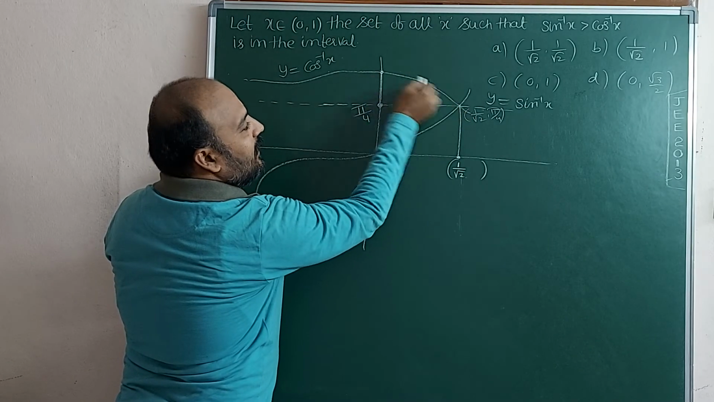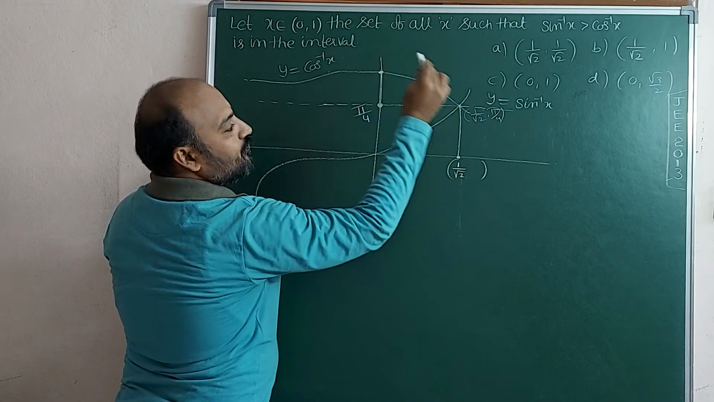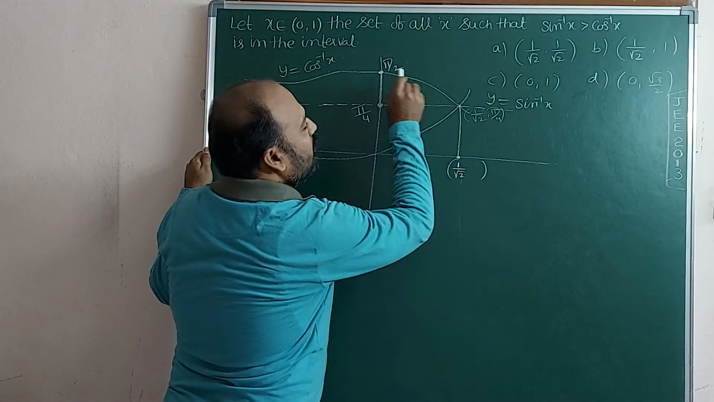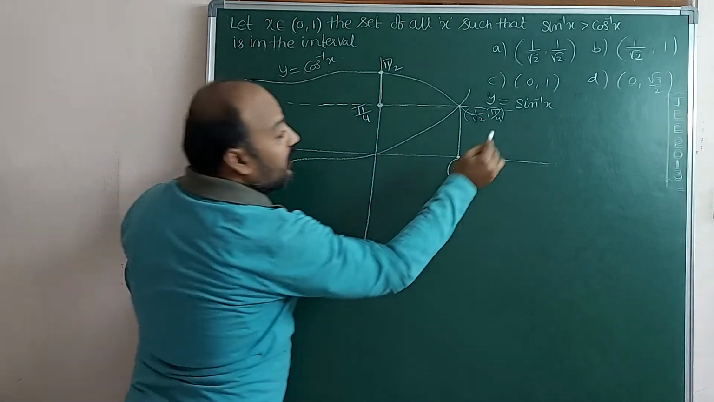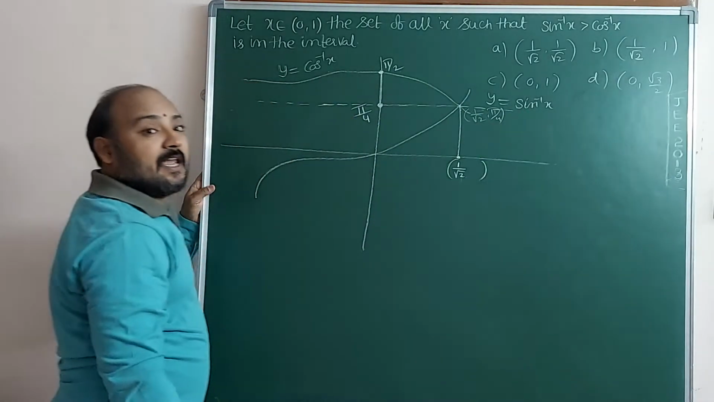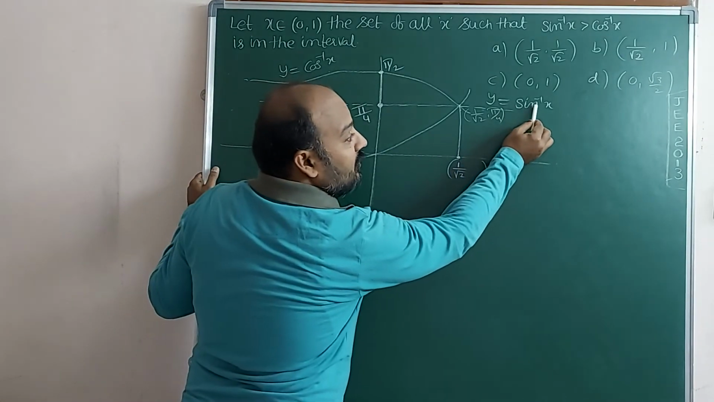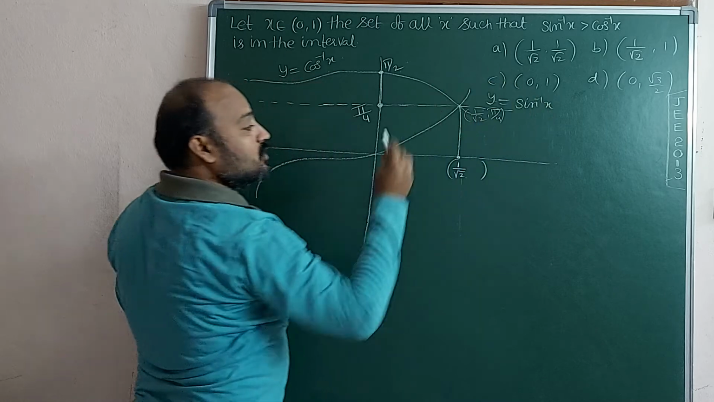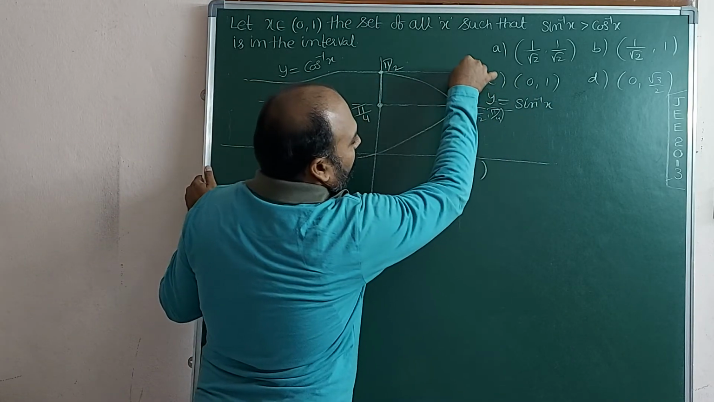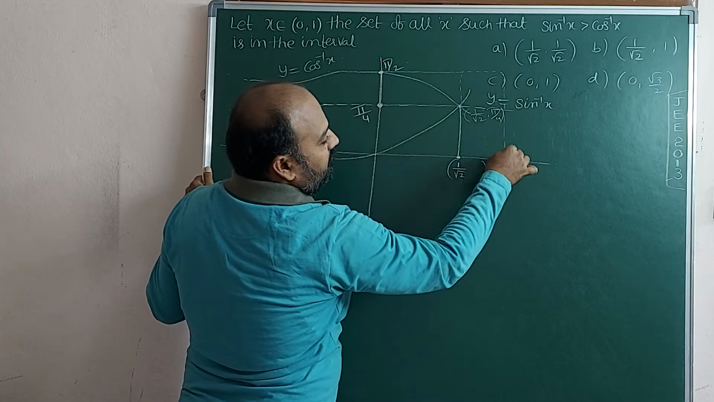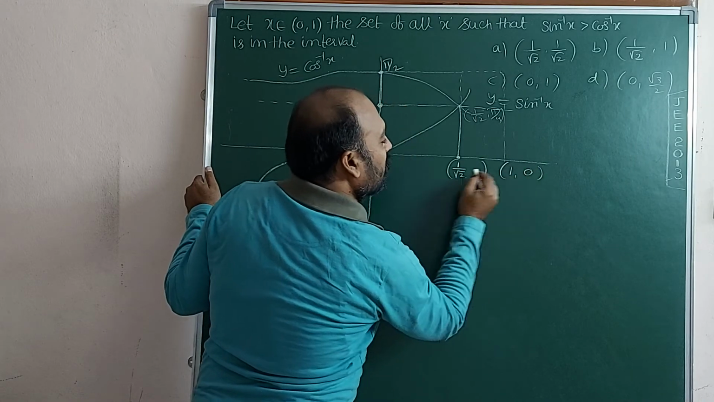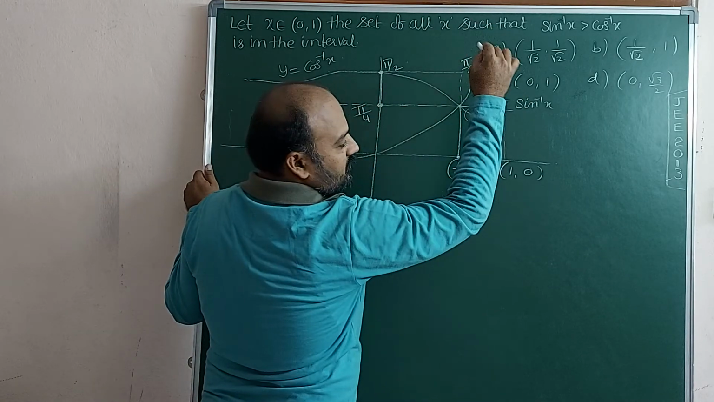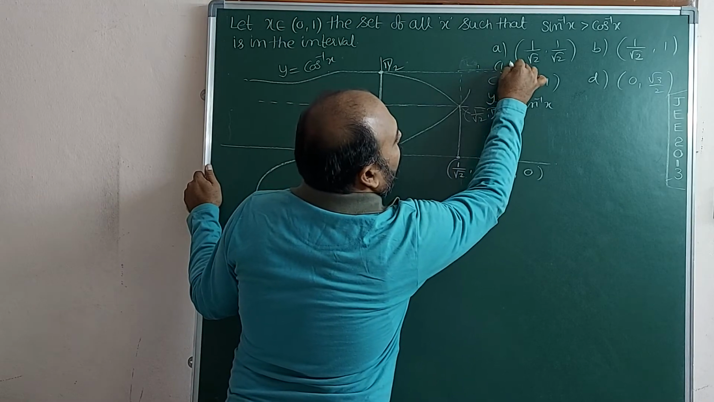Similarly, this curve meets the cos inverse x curve at the pi by 2 point. So y is equal to pi by 2, substitute in this: x is equal to sin pi by 2, which is 1. So sin pi by 2 is 1 means x value is also 1. So this point is 1 comma pi by 2, and 1 comma 0 will come here.